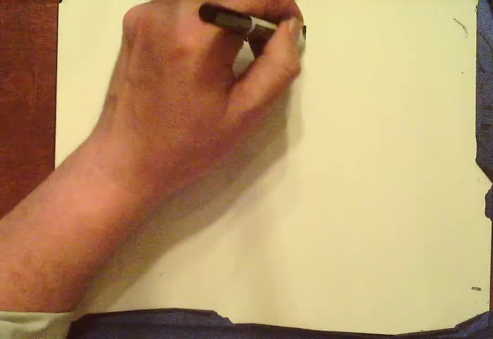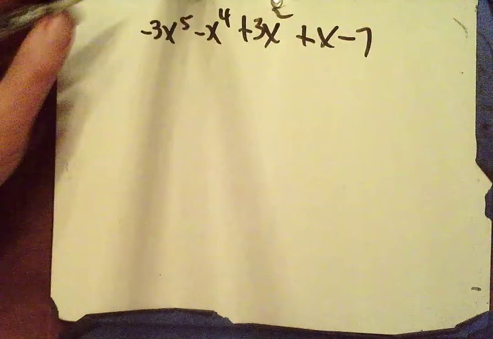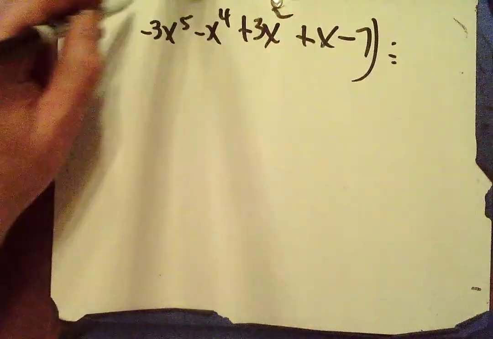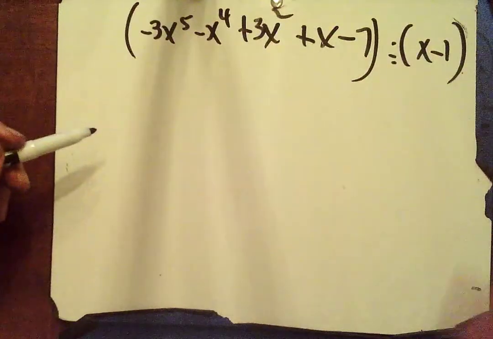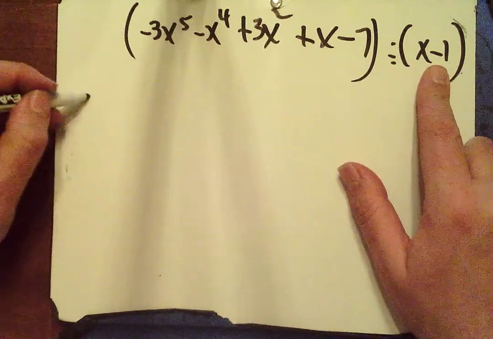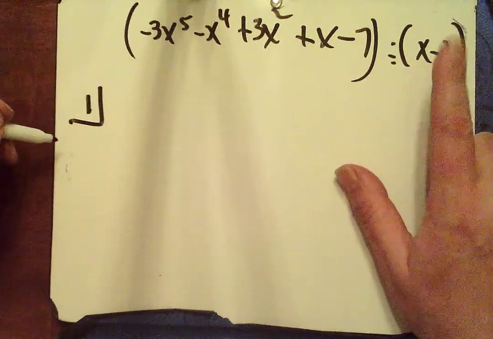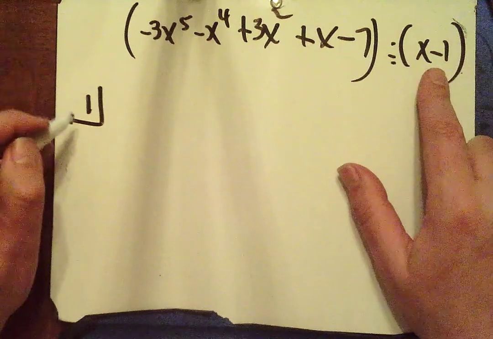Problem 12 says use synthetic division. Okay, we've got negative 3x to the 5th minus x to the 4th plus 3x squared plus x minus 7. And we're supposed to divide all of this by x minus 1. Okay, so we don't divide with factors, we divide with x-intercepts. So we've got to do that inside is opposite land thing.